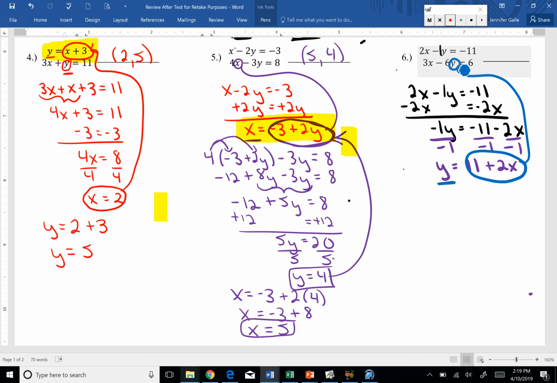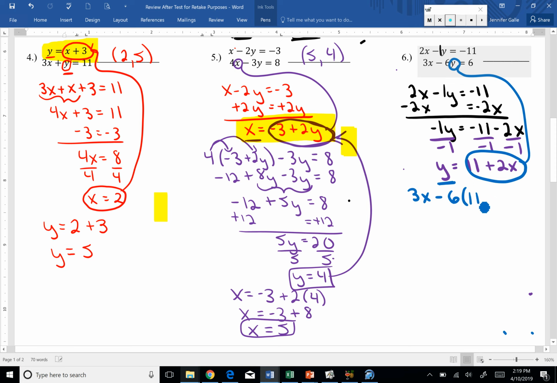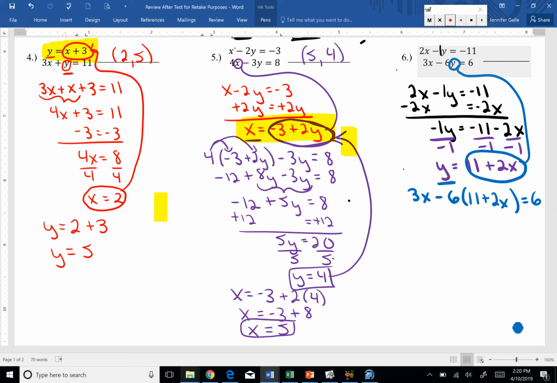All right, so from here, the 3x is still going to be there. The minus and the 6 are still going to be there. But instead of the y, we're going to have 11 plus 2x. And then we still have the equals 6. So you have to be very, very careful when you substitute and make sure you're substituting in for what that expression equals. If it's a y equals, it's got to go in for y. If it's x equals, we've got to put it in for x.